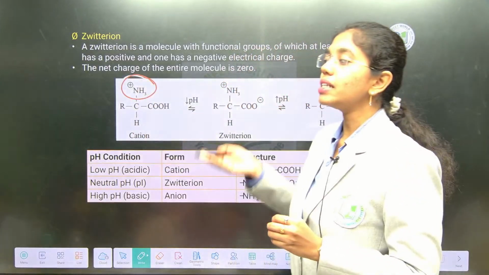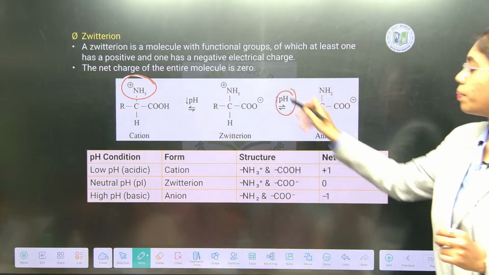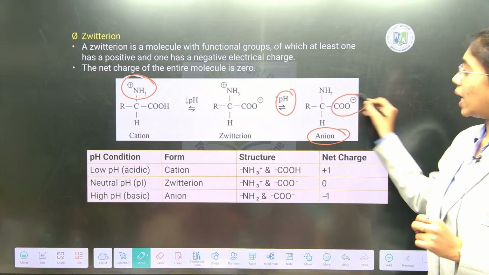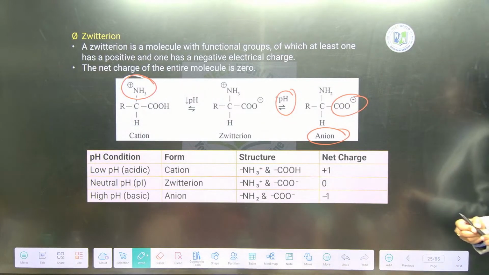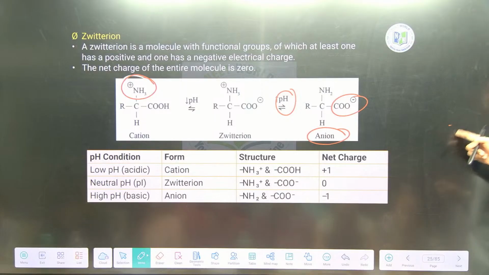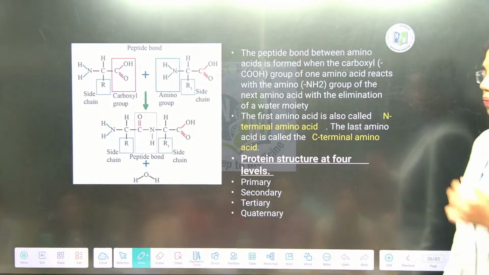If you increase the pH, it turns to anion, and the negative charge is at the carboxyl group. Understood? Zwitterion is very important. Considering the biochemistry of your chemistry subject also, you have one biomolecules chapter, right? There also the zwitterion concept will be there. It can be asked anywhere.